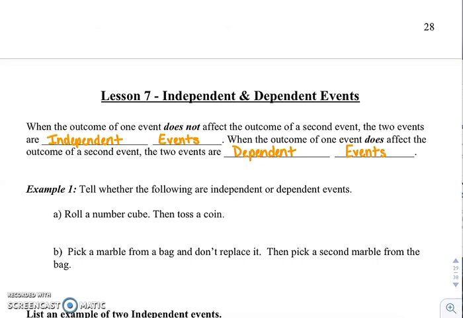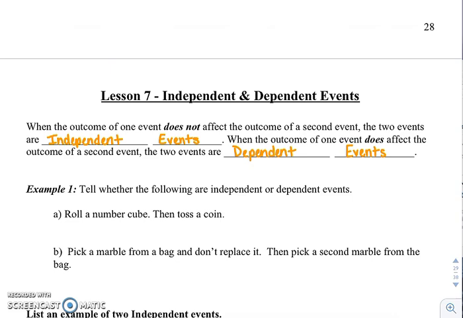We're going to look at finding the probability of two events happening. So finding the probability of two things. When the outcome of one event doesn't affect the outcome of a second, we'll say they're independent. But if the outcome of one event does affect the outcome of the other, then they would be dependent upon each other. So we have these two types of events, either independent or dependent events.